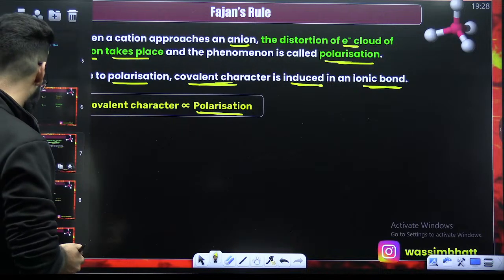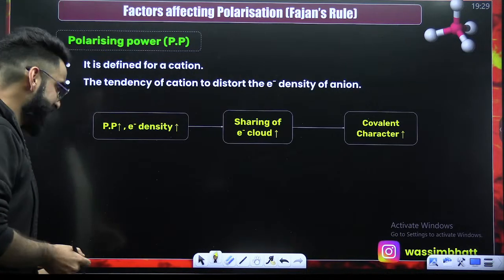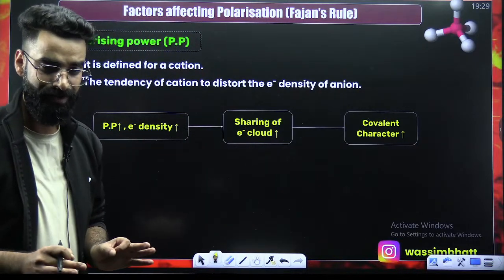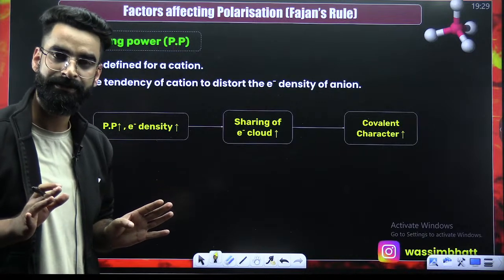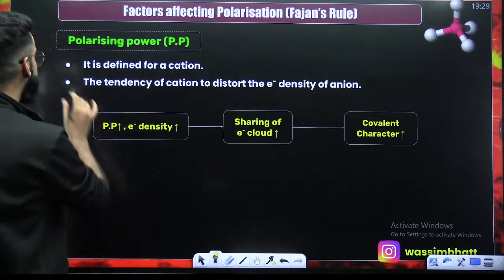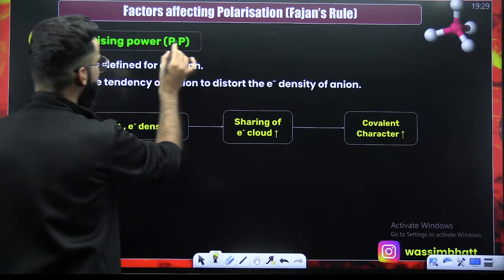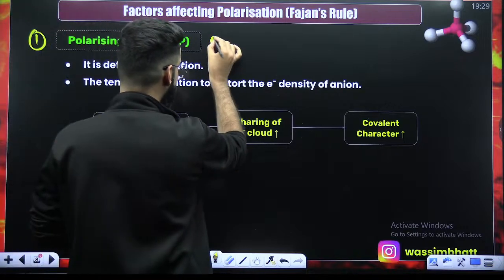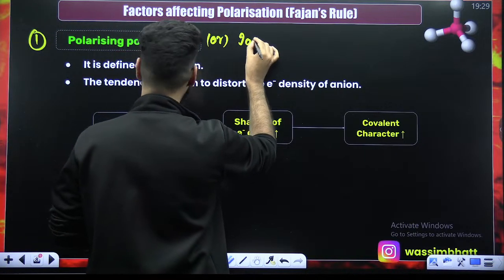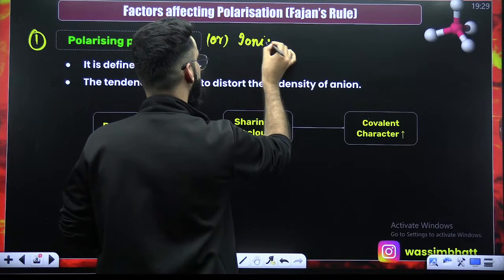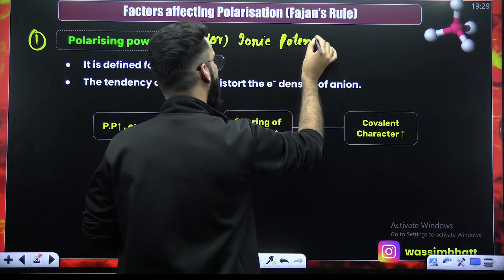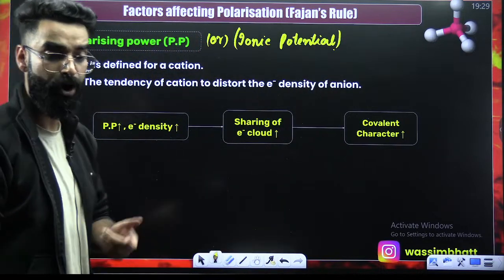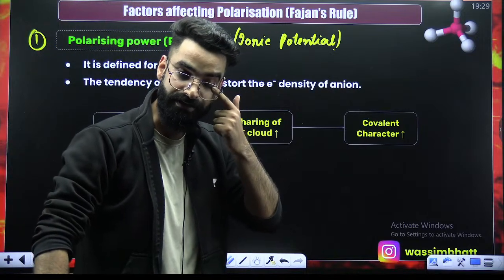Now the point is, on what factors does this polarization depend? My dear students, polarization, distortion of electron cloud, that depends on the first factor, which is the polarizing power of the cation, which is also called the ionic potential of the cation. Either you call it the polarizing power of the cation or you call it the ionic potential of the cation.